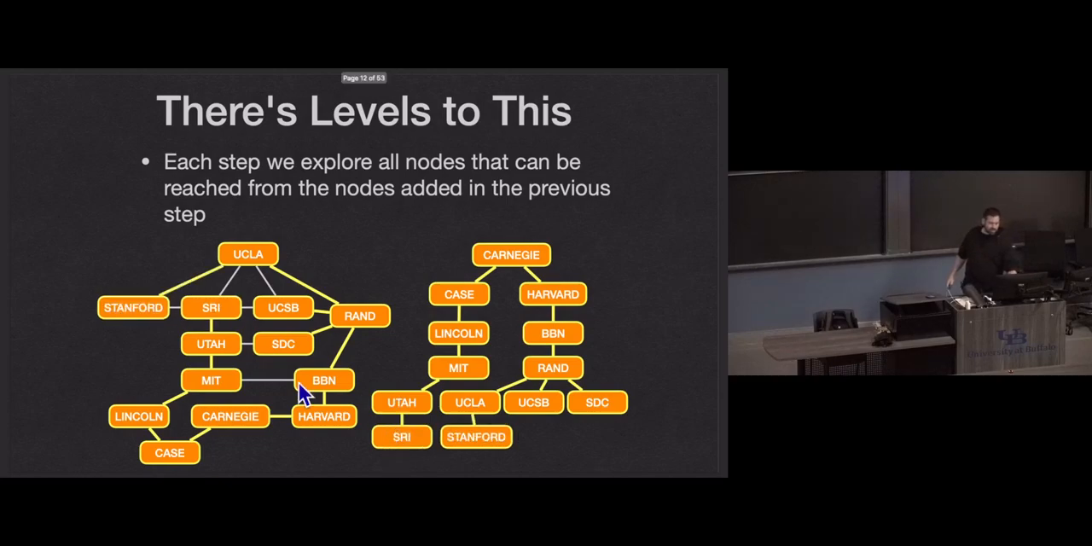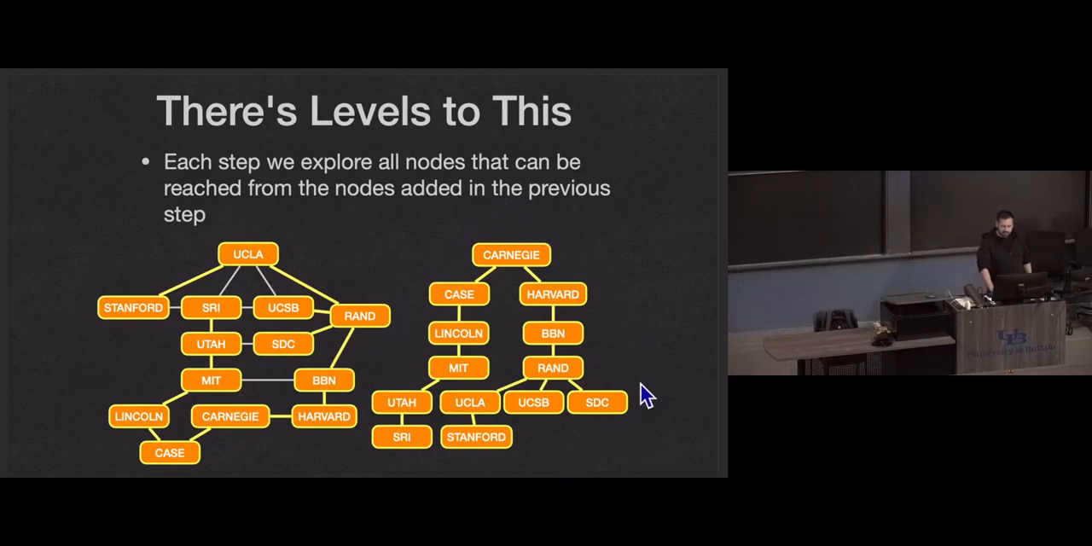Utah is going to discover SRI, and UCLA is going to discover Stanford. So we did the same thing we did last time. We're exploring the neighbors, the neighbors of the neighbors, et cetera. Except this time we're storing the data of each edge that we used to discover a new node, and each edge is going to bring us visually lower on this graph that we're building.